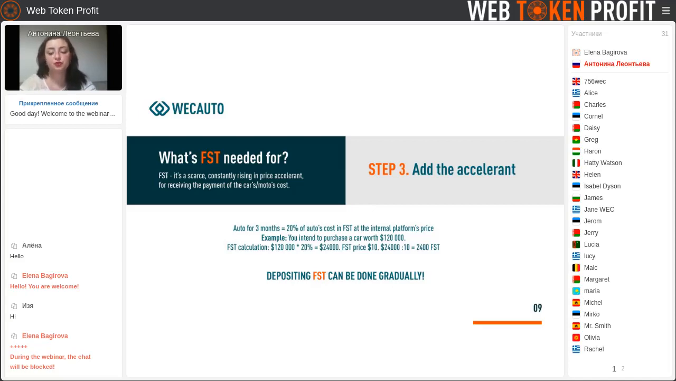So you can make a contribution in Fasters at the rate of the website, for example, at the Faster course today the cost of Fasters is more than $25, near $26. So you need to make a contribution for this picture for 2040 Fasters in order to accelerate your contribution to getting your car faster. If you want to get something faster, you should get Fasters.